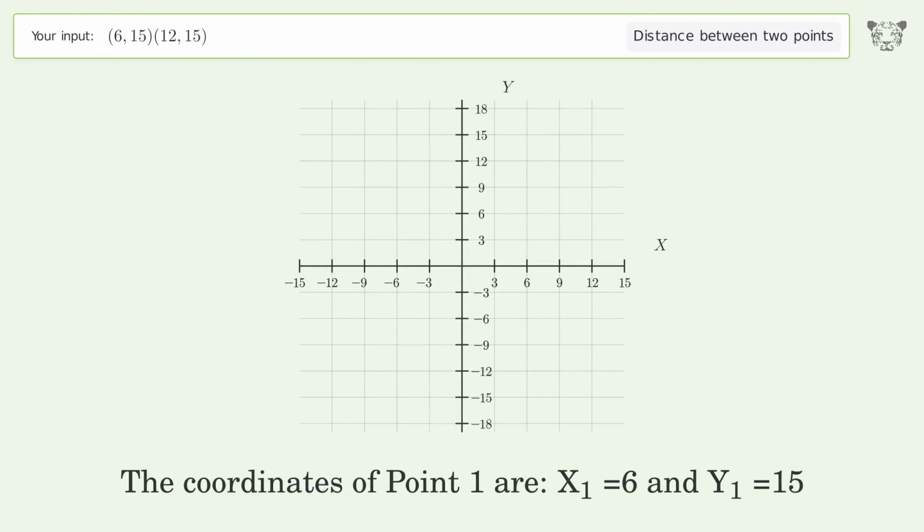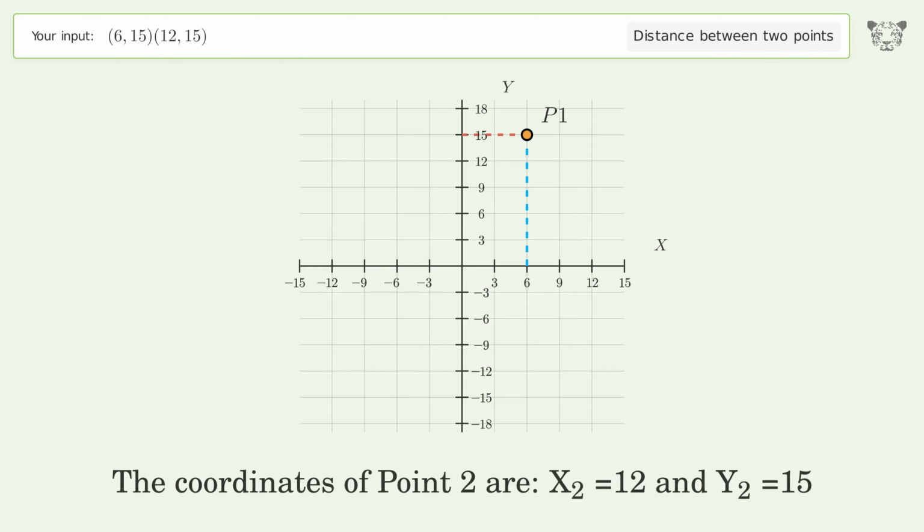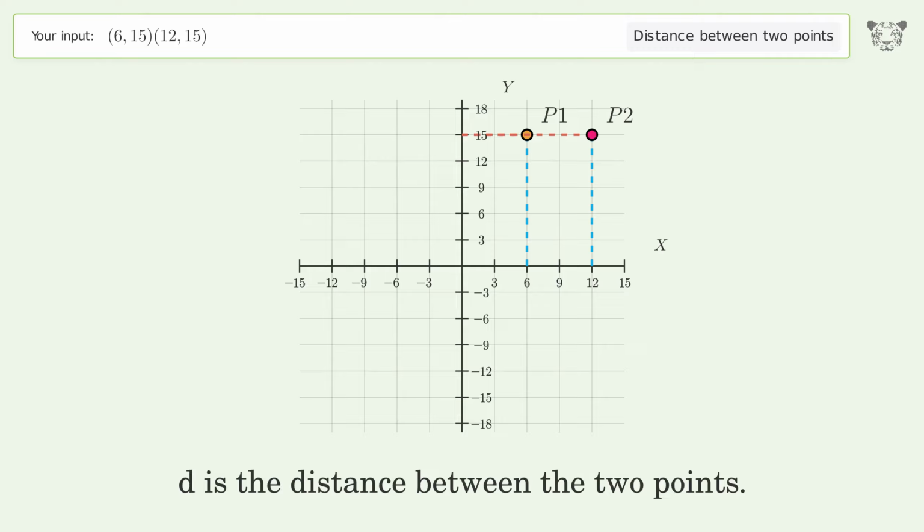The coordinates of point 1 are x1 equals 6 and y1 equals 15. The coordinates of point 2 are x2 equals 12 and y2 equals 15. D is the distance between the 2 points.